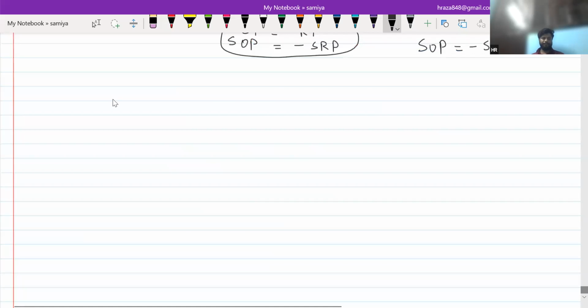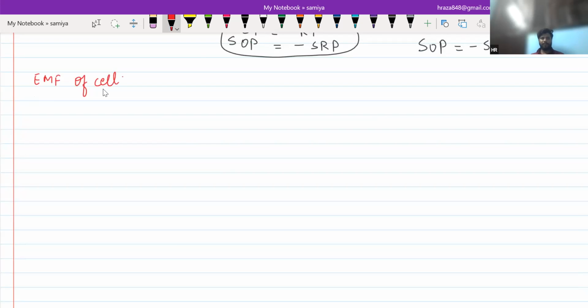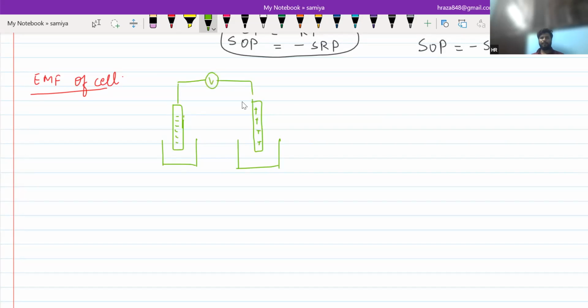Now see, we are going to find EMF of cell. So I'm just going to draw a diagram. This is an electrode that is negatively charged, and there is another electrode in another container that is positively charged, and they are connected with a voltmeter like this.